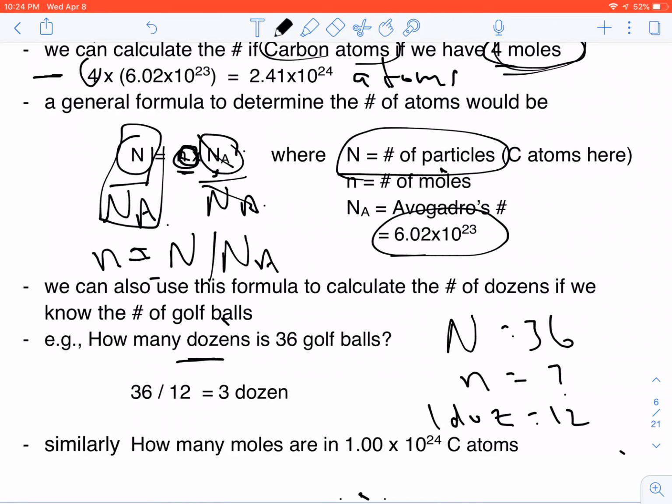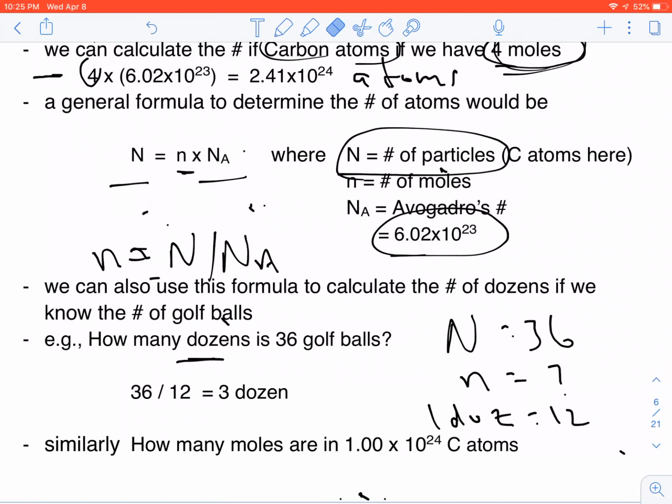Now, all I've done is I've rearranged my basic equation that I had up here to solve for a different variable. So notice what I've done is I've just taken the NA from here down to the denominator on this side. Whatever's on one side, I'm going to switch to the denominator on the other side, and I'm left with little n on one side and big N over NA on the other.